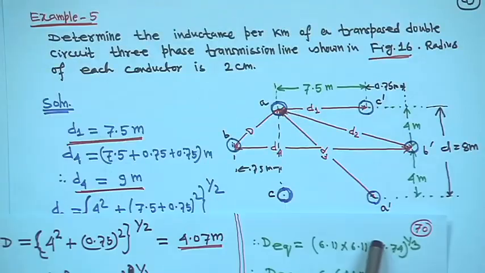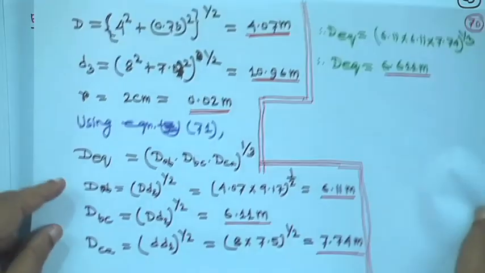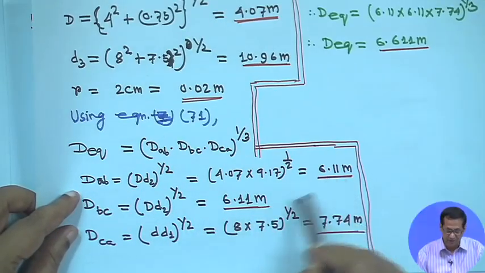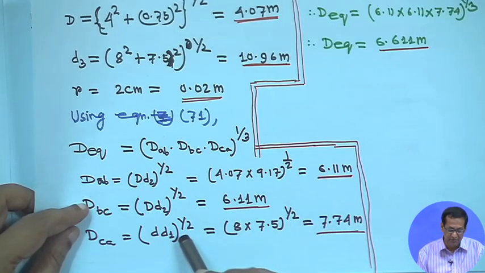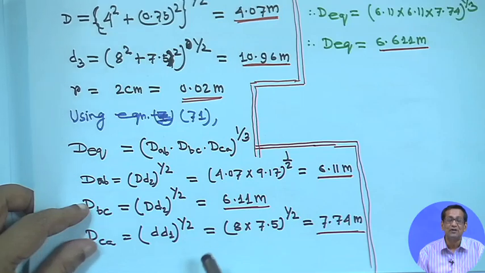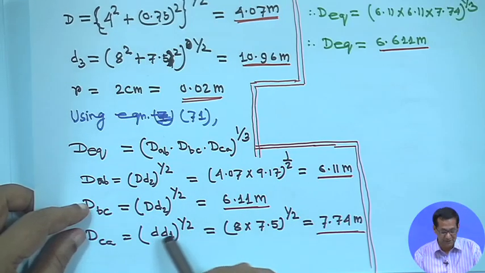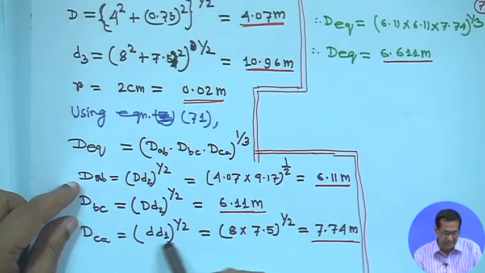Similarly, from the symmetry AB, similarly B to C, they are also the same from symmetry. So, DBC is also D D2 to the power 1 upon half, 6.11 meter. Now, DCA only again it will come D D1 into D D1 to the power 1 by 4, but ultimately it will be D into D1 to the power half, because D will be repeated twice, D1 also will be repeated twice. That is why directly written D D1 to the power half.